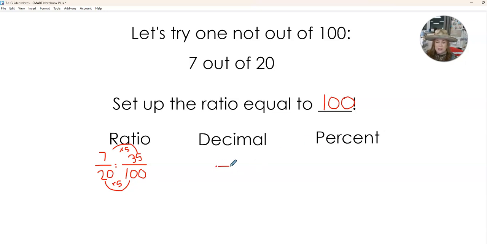So again, 2 decimal places: 0.35, 35 out of 100, 35 hundredths, right? 100 has 2 zeros, 1, 2. So we need 2 places in our decimal. And the percent, we come back, we get the number from the ratio, 35%, put that symbol so we know that it's out of 100. It's not just 35, 35%. That means it's 35 out of 100.